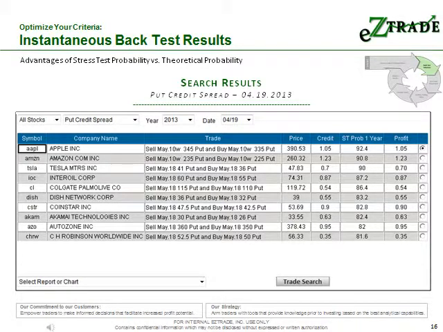Let's look at one more example. This time we'll use a put credit spread, and we'll make the filter criteria very simple. All we're going to do is ensure that the 1-year stress test probability is higher than the theoretical probability. We're also going to make sure that the historical estimated profit and loss is greater than the theoretical estimated profit and loss. Now, just using these two simple criteria, we see that all 10 trades end up being profitable.